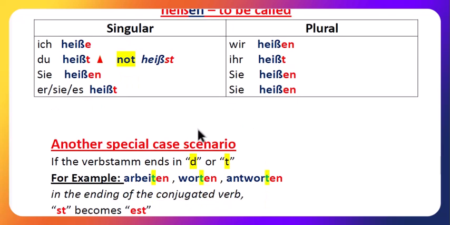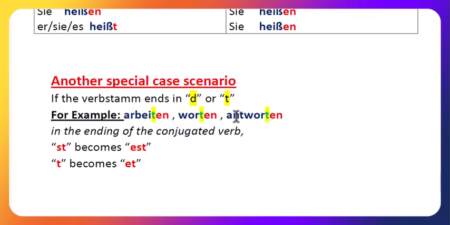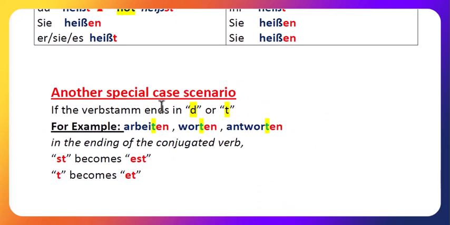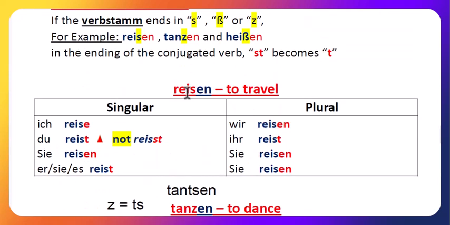And see the last special case. Another special scenario: if the verb stem ends with D or T, or the verb stem ends with S, ß, and T. S, ß and T. Or you can go with the English one, S.